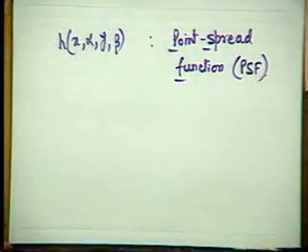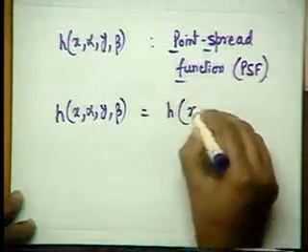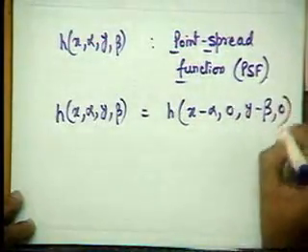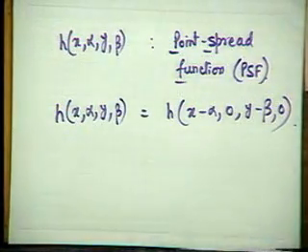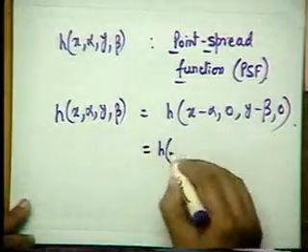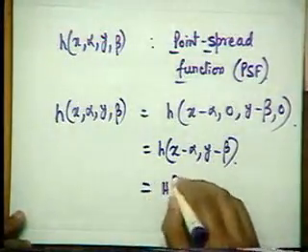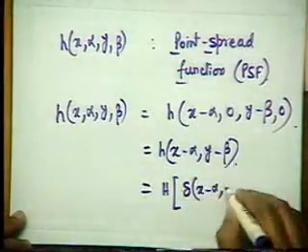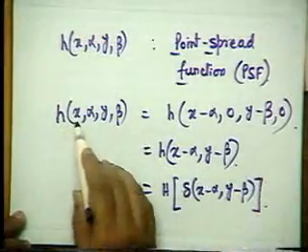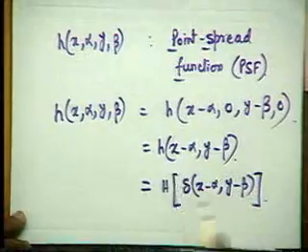Now, since we have assumed that capital H is position invariant, obviously h of x, alpha, y, beta is going to be the same as h of x minus alpha, 0, y minus beta, 0, isn't it? I just give a shift of alpha to x and beta to y. Now since these are zeros, I can describe it simply as h of x minus alpha, y minus beta. This is also equal to H of delta of x minus alpha, y minus beta, because by our definition h of x, alpha, y, beta is equal to taking the H operator on this delta of x minus alpha, y minus beta.